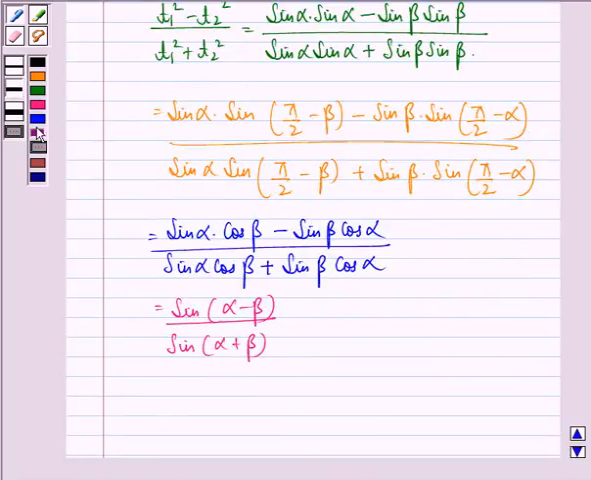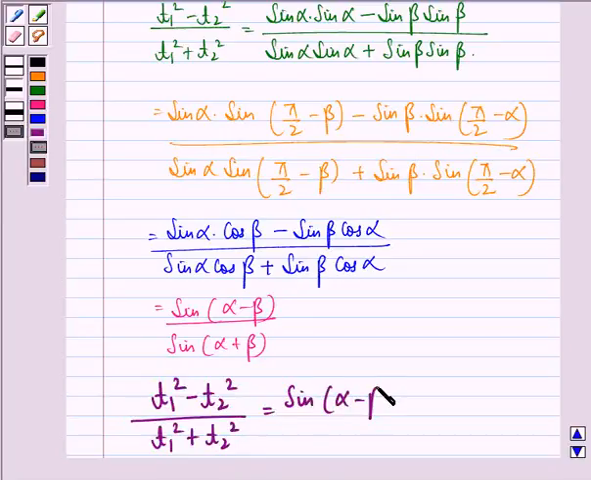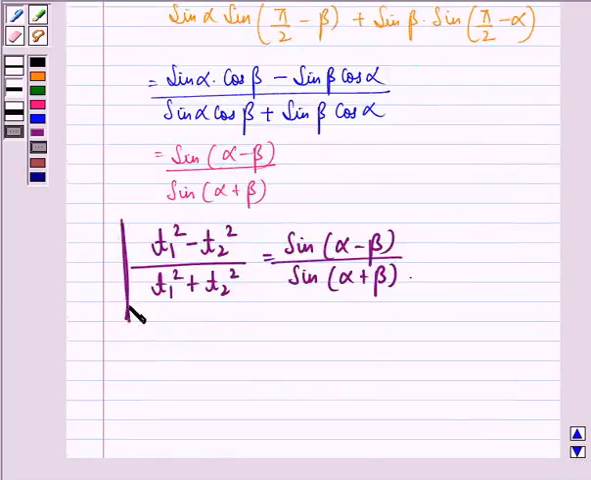So we have proved that (t1 square minus t2 square) divided by (t1 square plus t2 square) is equal to sine (alpha minus beta) divided by sine (alpha plus beta). So this is what we were supposed to prove in this question.